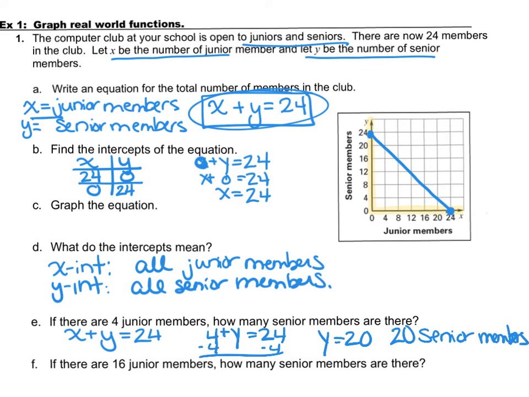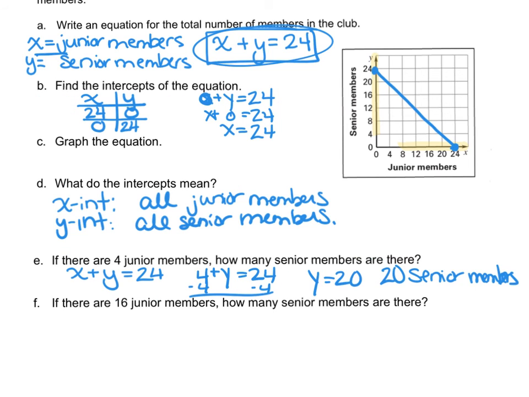Now we could also take a look at this on the graph. So if I had 4 junior members, I'm coming over the 4, and where is it crossing? Notice how I'd have 20 senior members. And then it's asking us if there are 16 junior members, how many senior members are there?